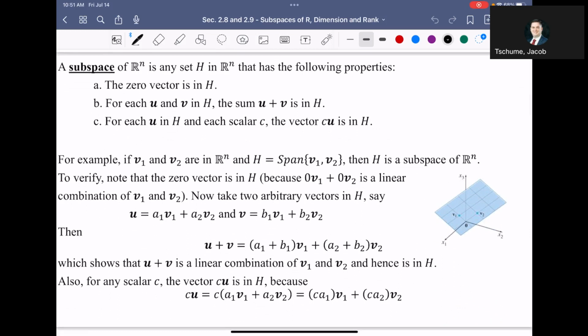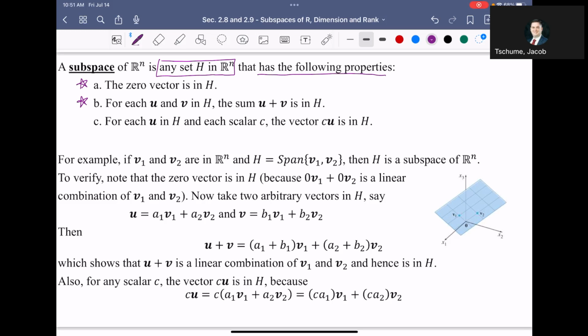So for the next little bit in this video, we're going to talk about what a subspace of a certain dimension is. As you can see in my definitions up there, a subspace of the nth dimension is any set H that exists in that nth dimension that has the following properties. We've got three properties here that we want to check. Number one, is the zero vector in this set H? That's criteria number one. Criteria number two, for any two vectors u and v that exist in this set H, when you add them together and get u plus v, this should also be in that set H.